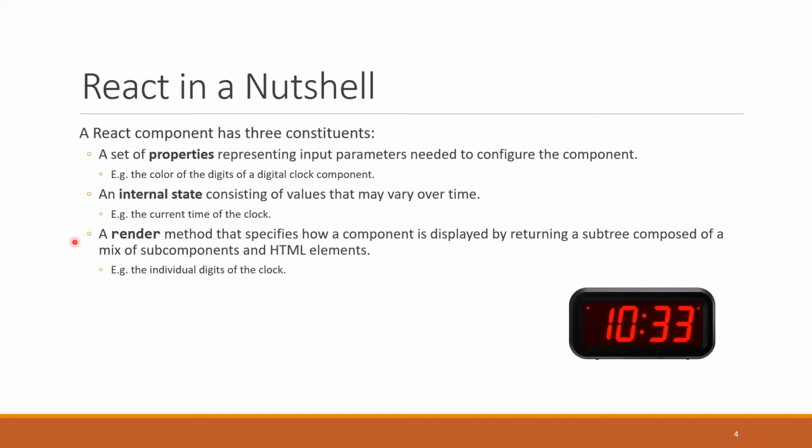To give you a simple example, imagine that you wanted to write a React component for this digital clock here. The properties for this clock, for example, could be the colors of the individual digits, here red. The internal state could be the current time, which is obviously changing over time. And finally, the render method could be something that returns, in this case, maybe 4 components corresponding to each digit here of the time.